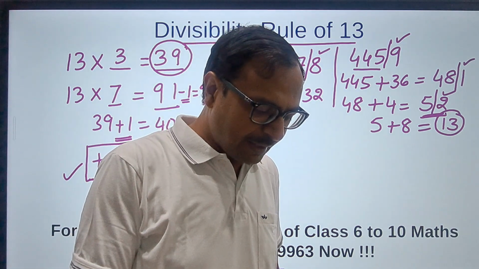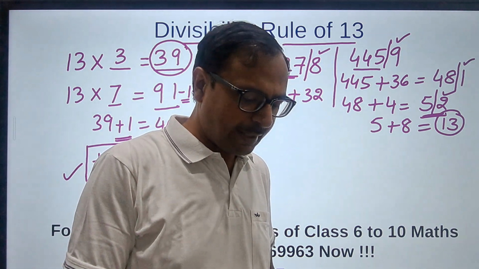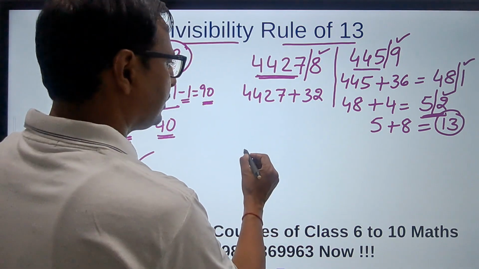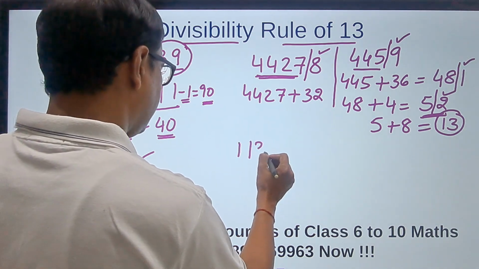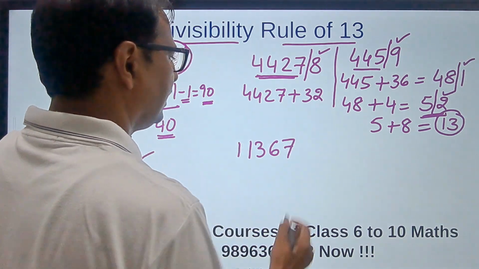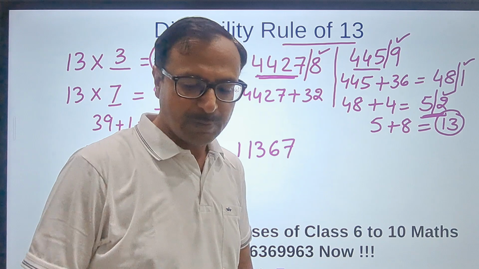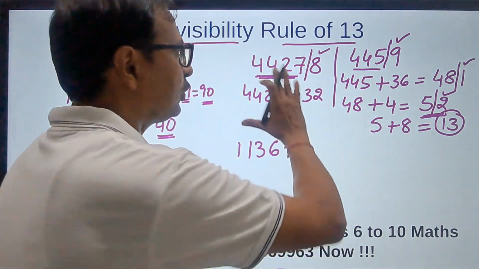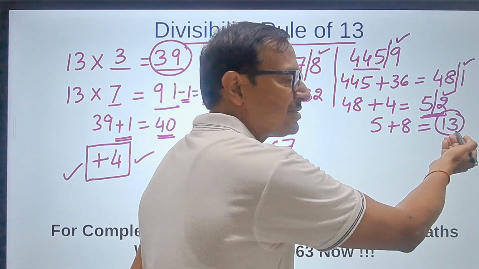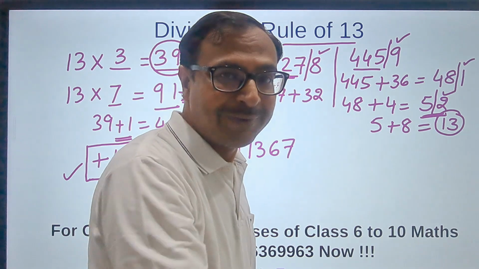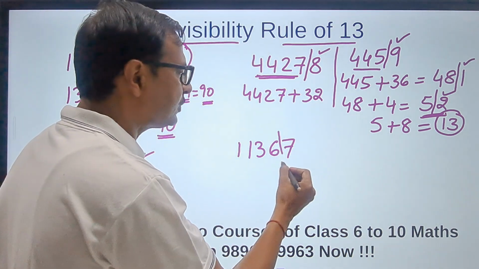Okay, let's take a number which is not divisible by 13. What about 11367? Now I have taken this number which is not divisible by 13. So let's see if we follow the same procedure, will we get a number divisible by 13 or a 0? Let's check. So separate out the last digit.